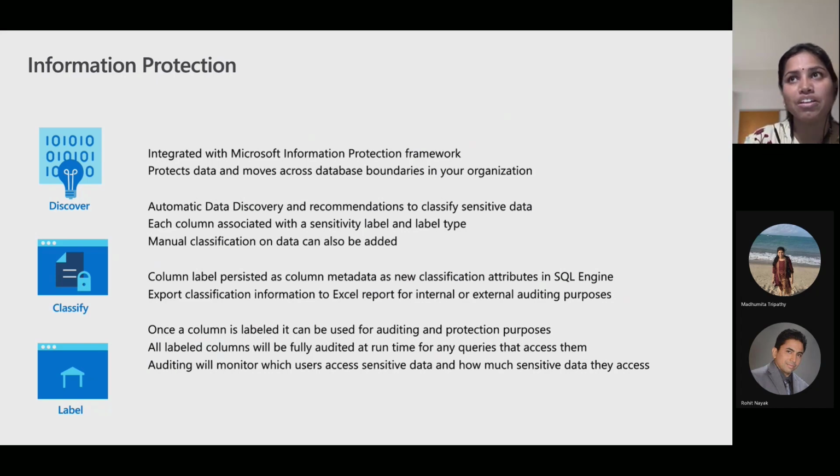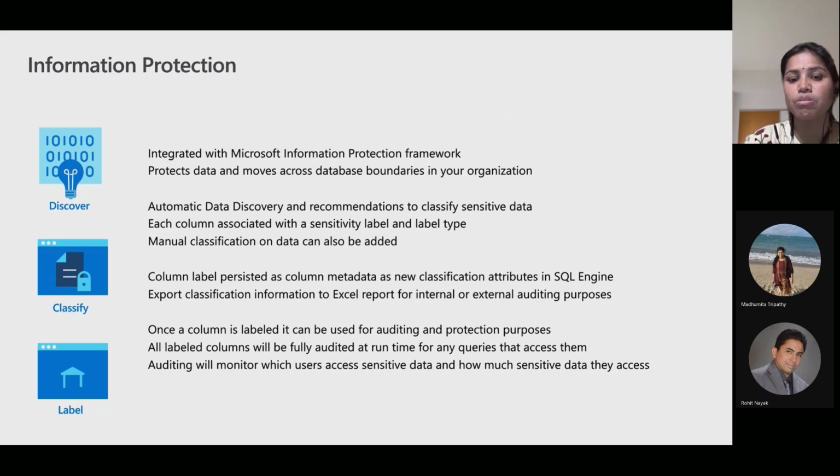You can also do a manual classification if you have a specific business requirement. You can add your manual classification on your data, and the column label is persisted as column metadata, as new classification attributes in the SQL engine. You can export and import the classification information to a report and use it for auditing purposes. So once the column is labeled, it can be used for auditing and protection.